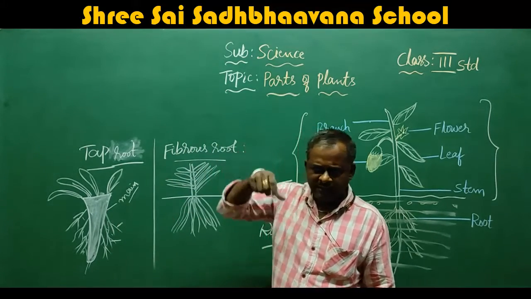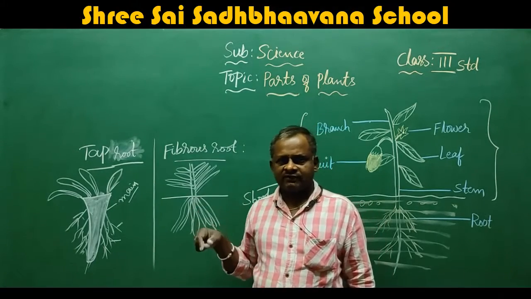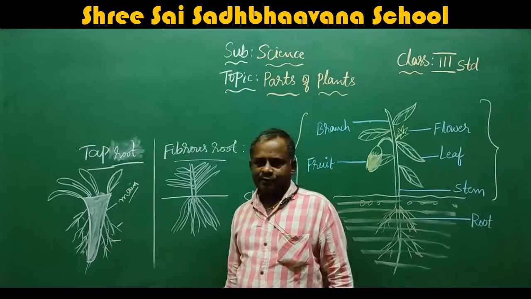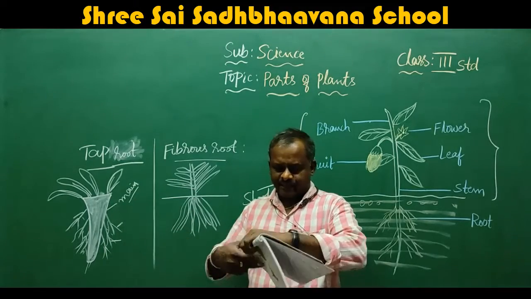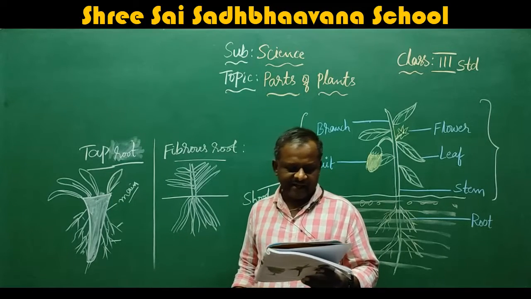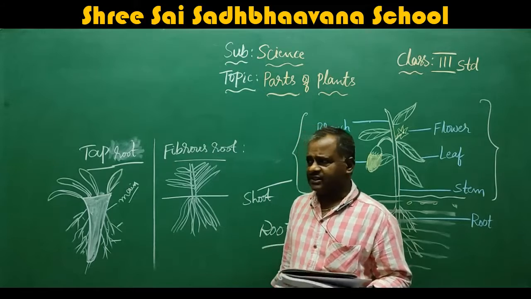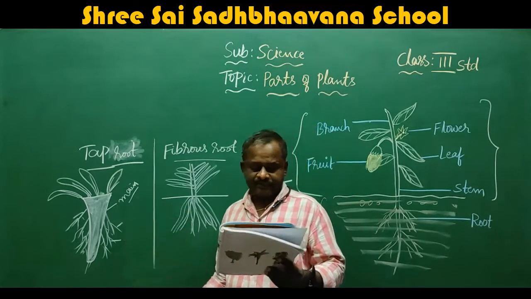That means only one main root is there, and by that, so many small roots will grow. This is called the taproot system. Plants like beetroot, carrot and radish have the taproot system. And all the trees also have the taproot system.